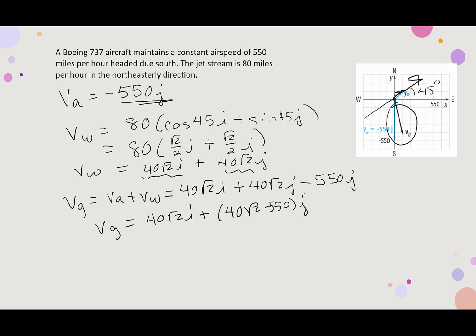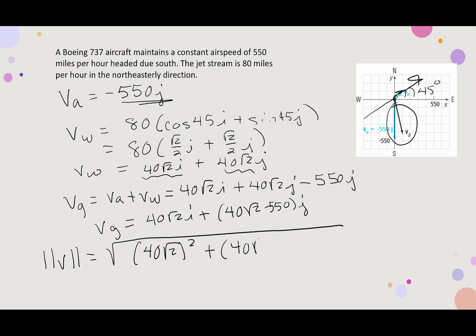We're ready to go to part C, where it says, let's talk about the speed, like how fast is this going? So the speed, we're looking at the magnitude. So remember, what are we supposed to do? We do the square root of 40 square root of 2 squared plus 40 square root of 2 minus 550 squared. So you take each of the components, you square them, and then you take the square root. You don't include the i and the j, they don't matter. So throw that in your calculator. Be careful of parentheses. Make sure you have everything under the square root.